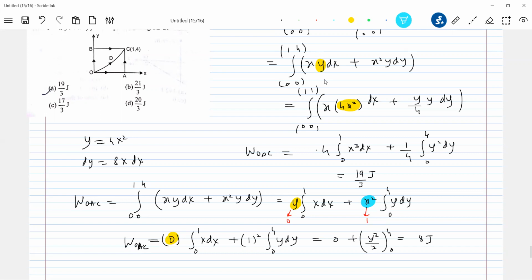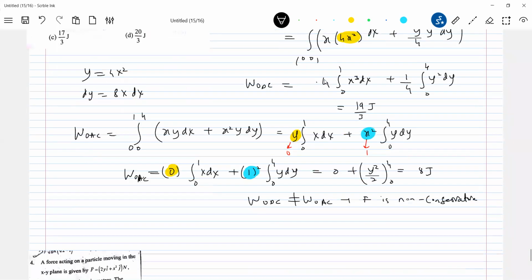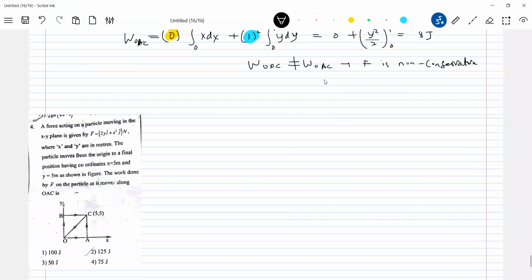So there's a method of finding out conservative or non-conservative. That yellow blue color I'm shading so that it'll be easy for you to see what we did. The work done in different paths is different, no? So W_DC is not equal to W_AC, and therefore F is non-conservative. Almost all questions are of the same type.